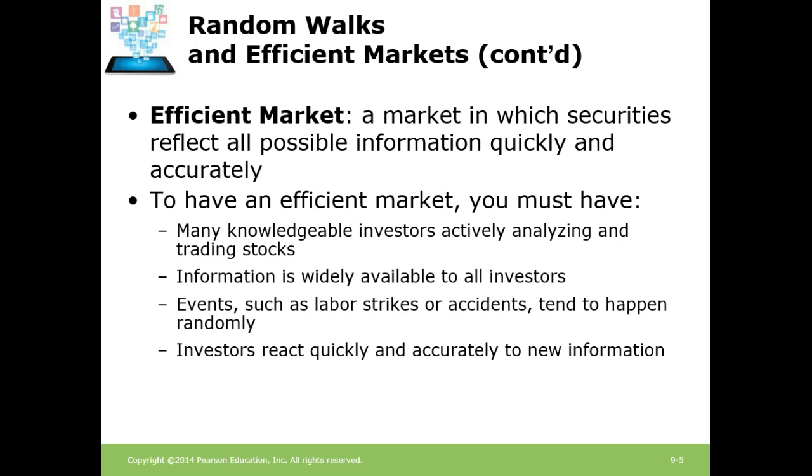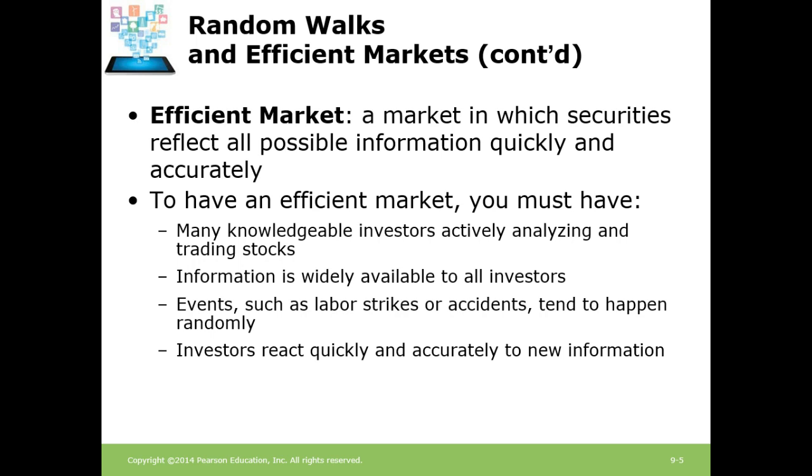So to have an efficient market, you must have knowledgeable investors actively analyzing and trading stocks. Information must be widely available to all investors at the same time. And thanks to the internet, we have that. Events such as labor strikes, accidents, Ebola, tend to happen randomly. And Ebola had a huge effect on the market. Certain stocks and the market fear level in general was heightened with this Ebola panic that we had about a week ago. And investors react quickly and accurately to all new information.